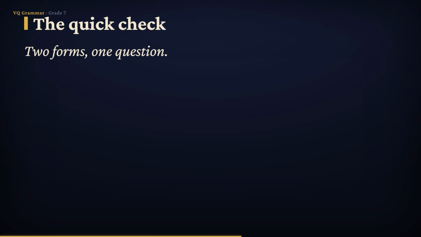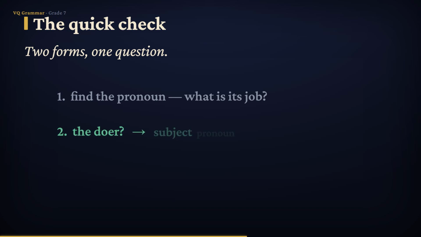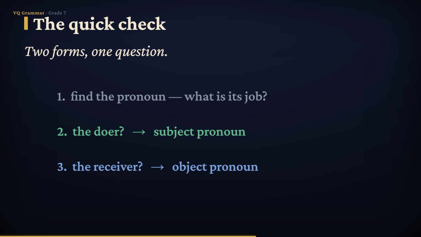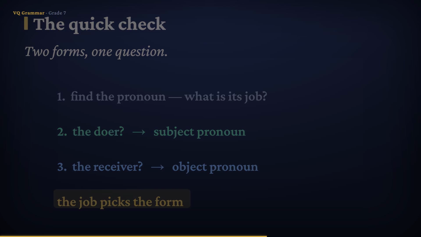Let's boil it all down. First, find the pronoun and ask what it's doing in the sentence. Second, if it's the doer, the subject, choose a subject pronoun like I, she, or they. Third, if it's the receiver, the object, choose an object pronoun like me, her, or them. One question. The pronoun's job tells you which form to use every time. Ready to practice a few together?